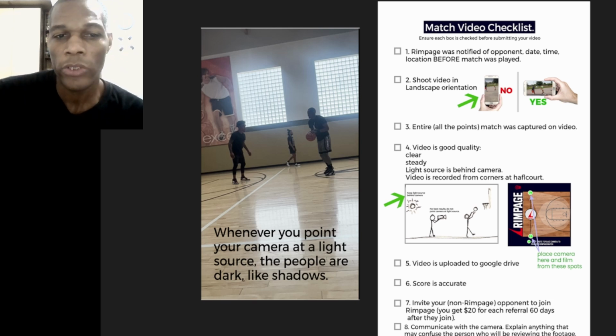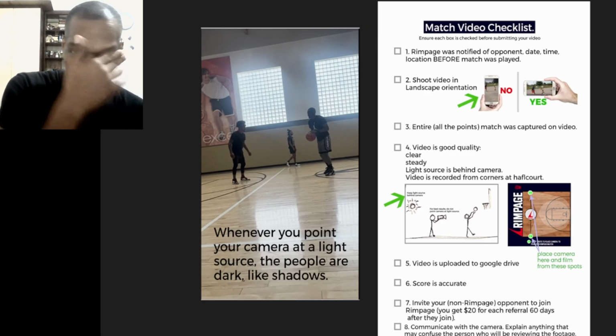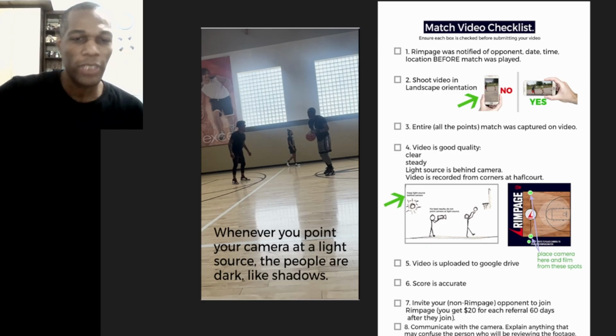The light source should be shining on the athletes, and it should be behind the camera, not where the camera is pointing at it. Imagine pointing your camera at the sun. What do you think you're going to capture? Everything in front of that sun is going to be dark and in shadow. So keep these things in mind.